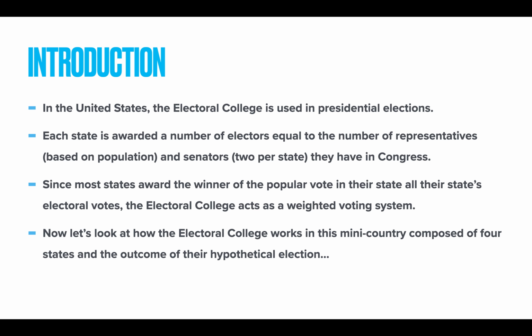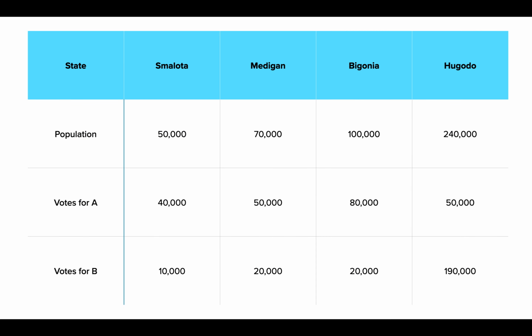Now let's look at how the Electoral College works in this mini country composed of 4 states and the outcome of their hypothetical election. As you can see, we have a chart here with 4 states: Smallota, Madigan, Begonia, and Hugoto. The populations of each of these states, respectively, are 50,000, 70,000, 100,000, and 240,000. Smallota, Madigan, and Begonia overwhelmingly voted for candidate A, with Smallota voting 40,000 votes, Madigan 50,000, and Begonia 80,000.